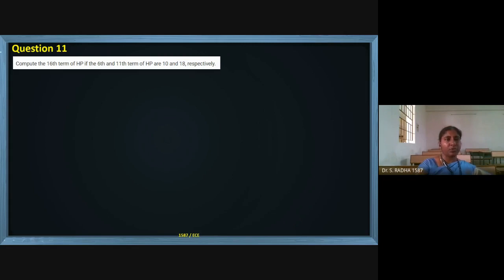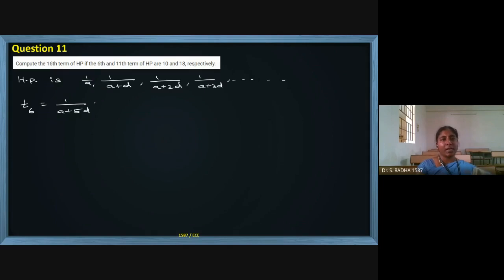Already I told you how the harmonic progression will look: 1 by a, 1 by a plus d, 1 by a plus 2d, 1 by a plus 3d, and so on. Coming to the 6th term, it is 1 by a plus 5d, and the value is given as 10. The 11th term is 1 by a plus 10d, and the value is given as 18.